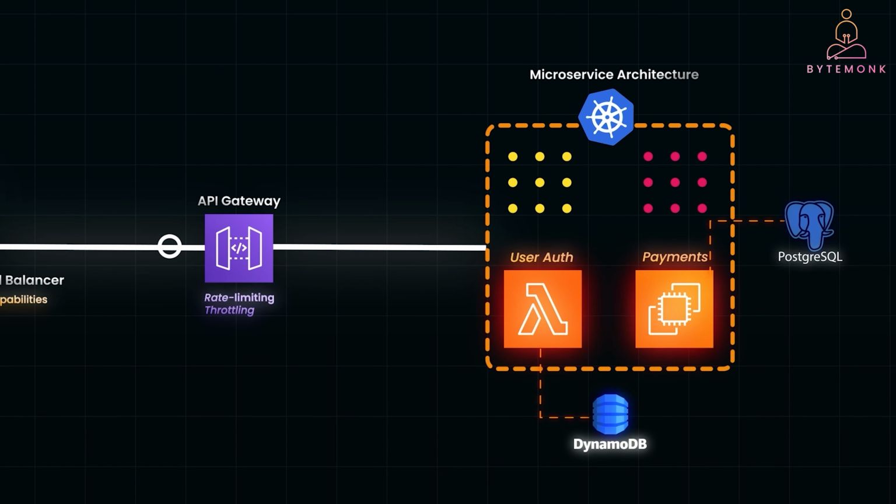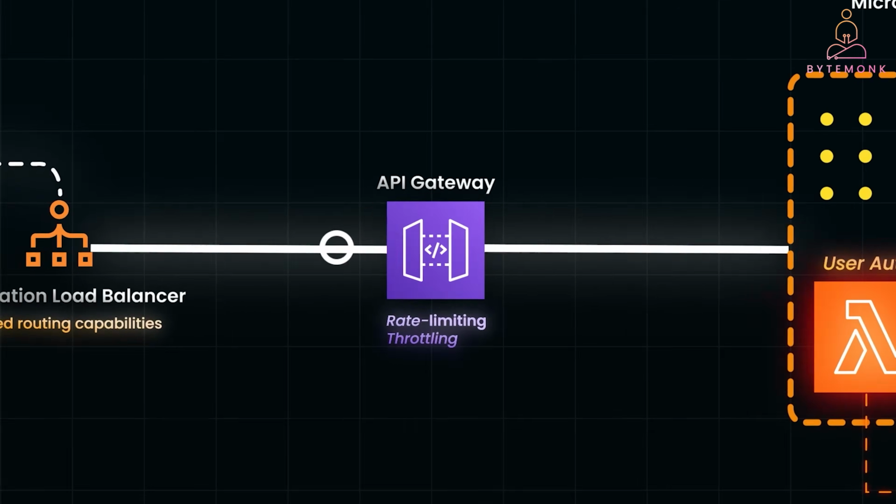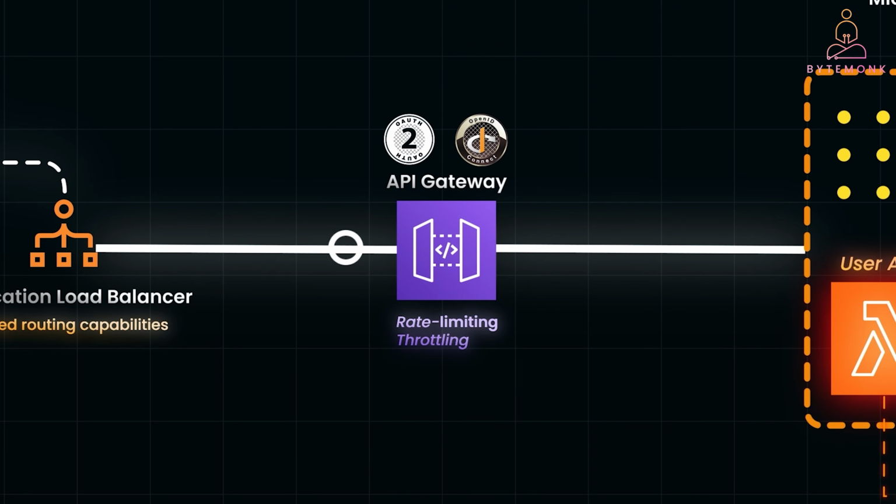For asynchronous tasks, requests might be passed to a message queue like Kafka or SQS, which handles tasks that don't need immediate processing, such as email notifications or background jobs. In addition to handling requests, your application likely uses additional layers like authentication, using OAuth 2.0 or OpenID Connect, IAM, or JWT, basically to verify users.